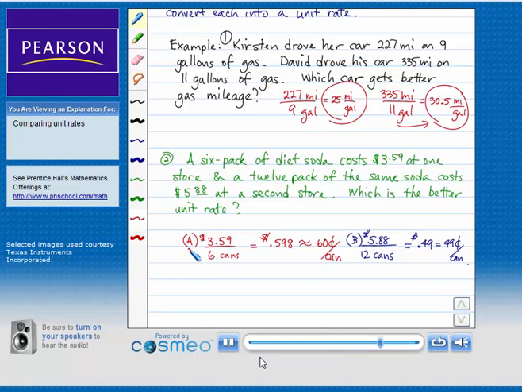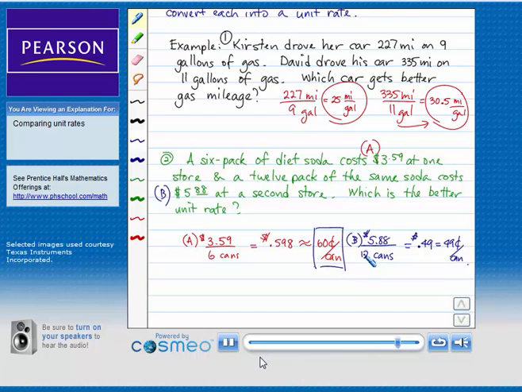All right, well, let's say store A, $3.59 for 6 cans. That's the rate. Store B has a rate of $5.88 for 12 cans. But if you convert to a unit rate, you divide 6 into 3.59. That gives you 0.598 or 59.8 cents. So I rounded that to the nearest whole penny. Can't pay 0.8 pennies. So 60 cents per can at store A.